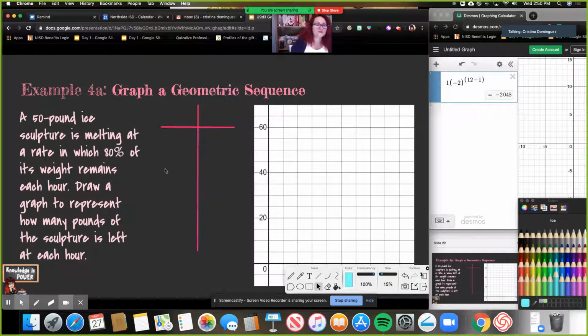Here we have a 50-pound ice sculpture that's melting at a rate in which 80% of its weight remains each hour. Draw a graph to represent how many pounds of the sculpture is left at each hour.